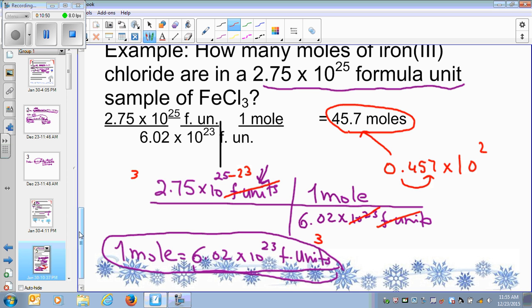So you have to know your conversion factor, that 1 mole is equal to this number, and then either you will be multiplying it or you will be dividing it. So it's one or the other that you're doing.